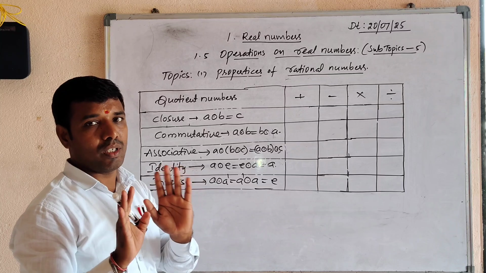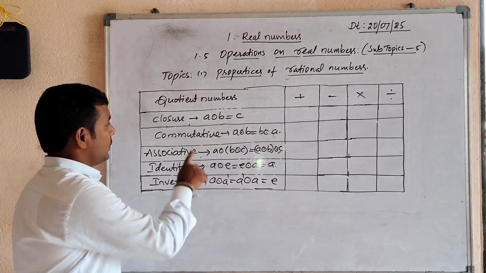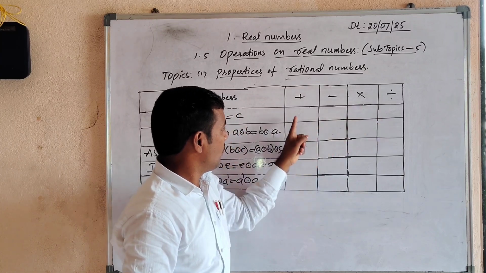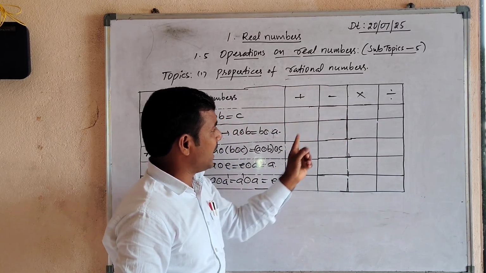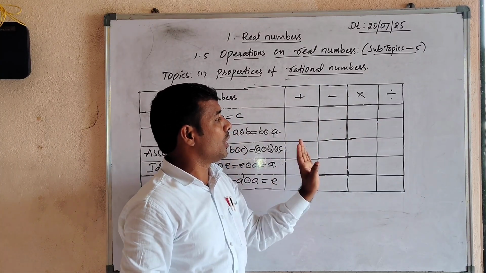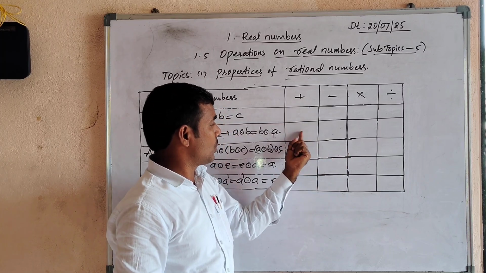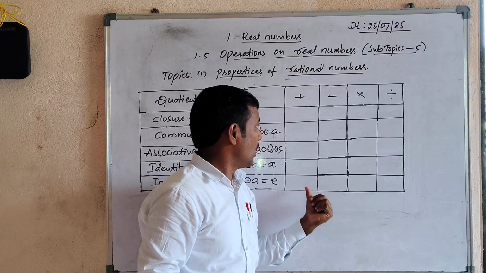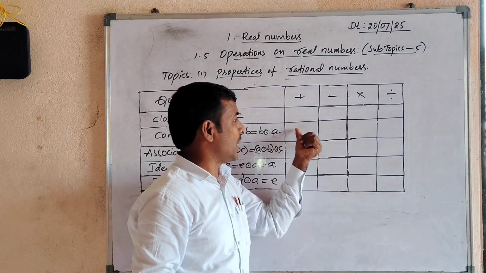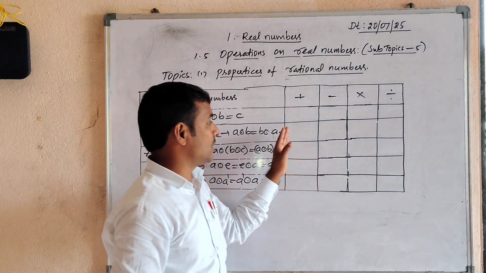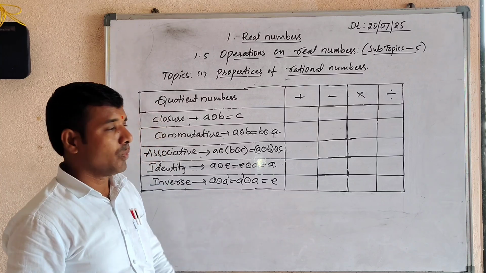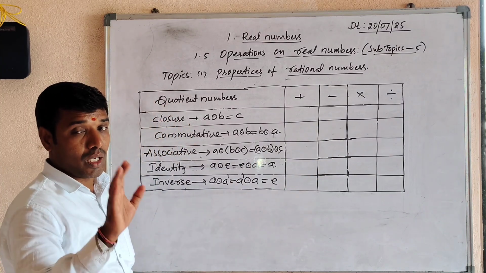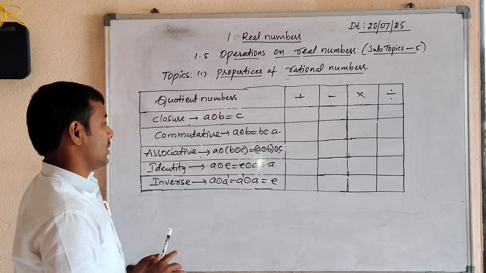Listen carefully. What is the first property, the closure property? We have to fill this table: 4 rows and 5 columns. 4 times 5 is 20. We have to fill 20 blanks. Okay, pay careful attention to the class.